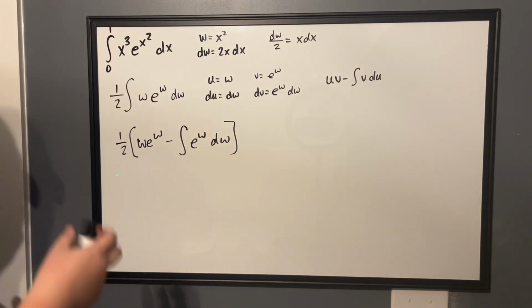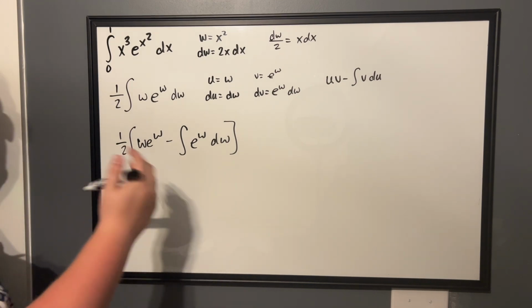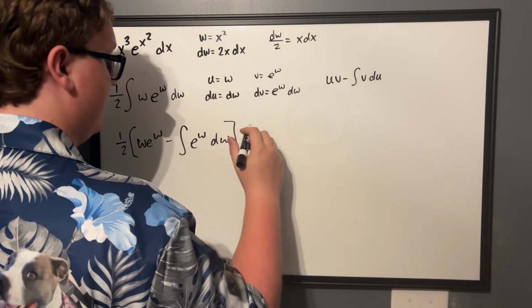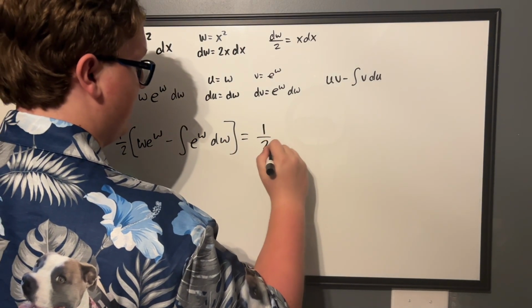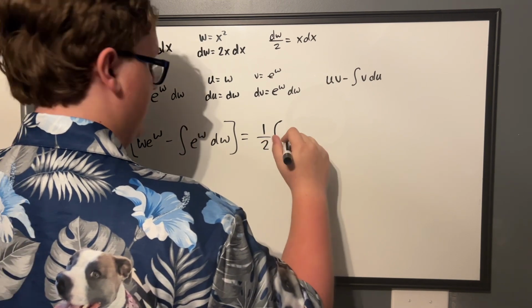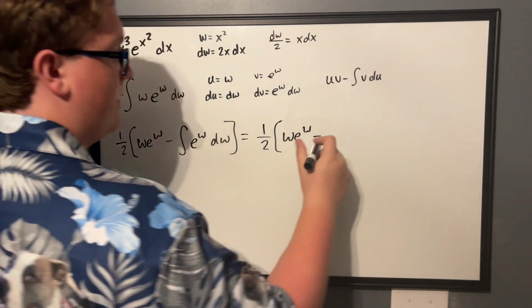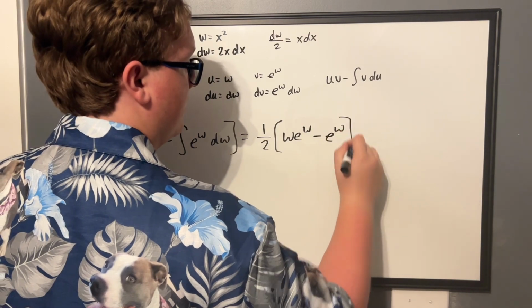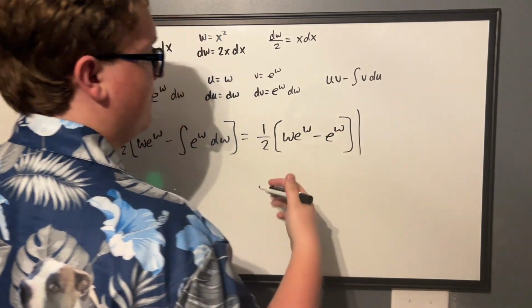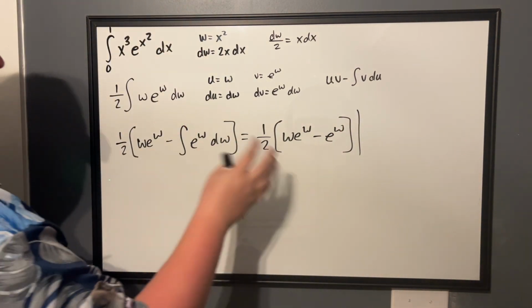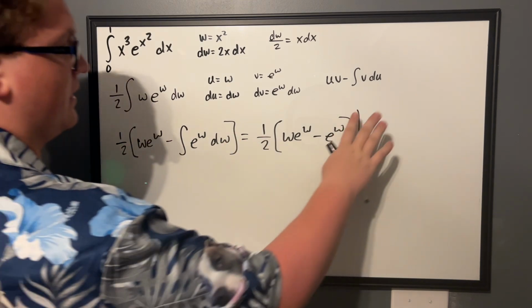And now you see we've brought this integration down to just e to the w, which is very, very easy to work with. So this is really the same as 1/2 multiplied by w e to the w minus, well, the integral of e to the w is just going to be e to the w. And of course, this is going to be evaluated over the bounds, but we need to switch back into x first. So I'm going to leave this out for right now.